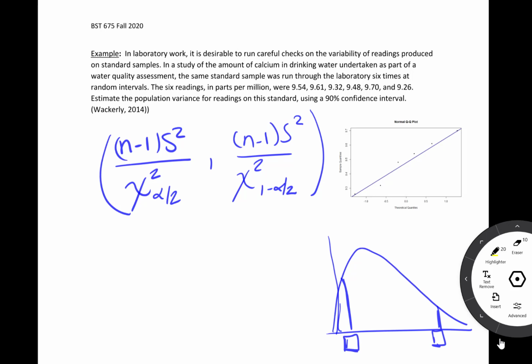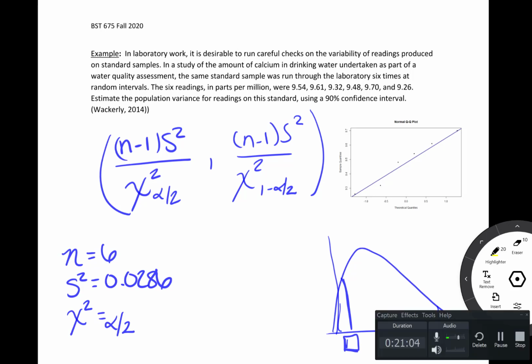So first thing we need to do is identify what our different values are. So n in this case is going to be our sample size, so we had 6 readings. We also need our sample variance. So our sample variance in this case is going to be equal to 0.0286. And you could use R or a calculator to find that. And then we need to find our 2 different endpoints. So the first one we're going to find is the chi-squared alpha over 2. So again, you would find these using R.